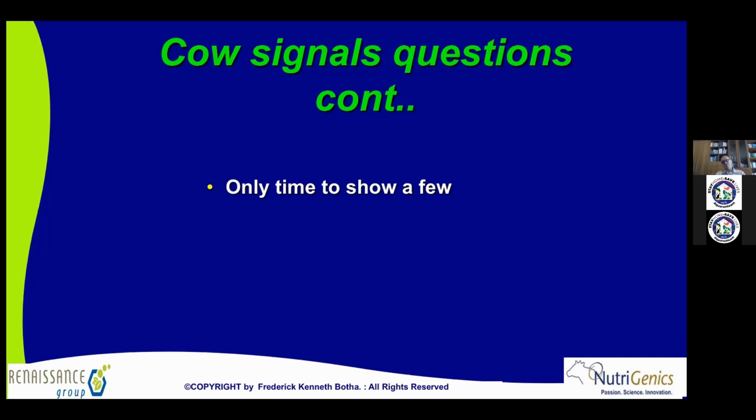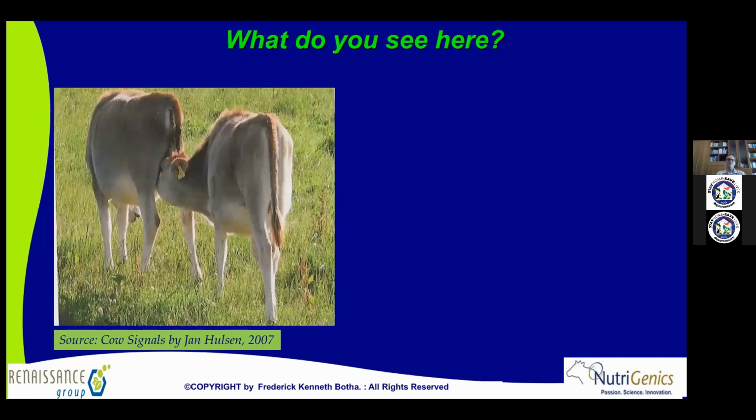So I only have a restricted time, so I will only show you a few that will indicate to you how important cow signals, or calf signals, are. So looking at this picture, one needs to ask yourself, what do you see here?